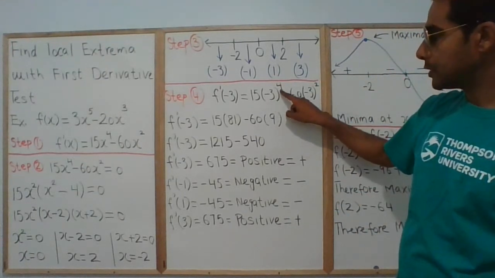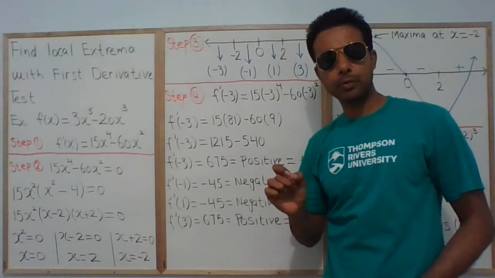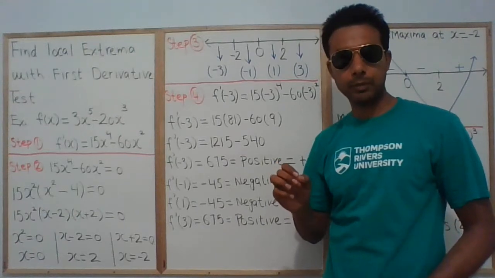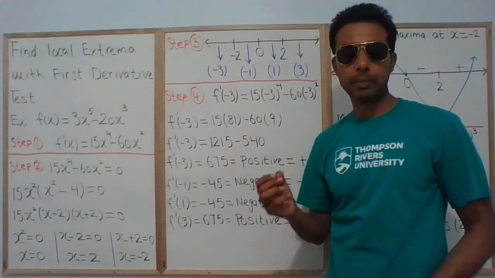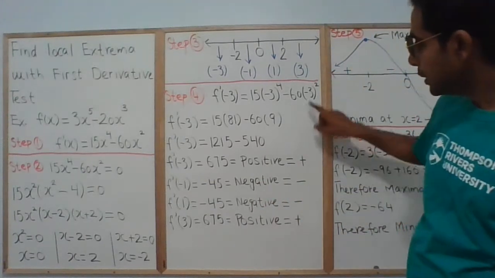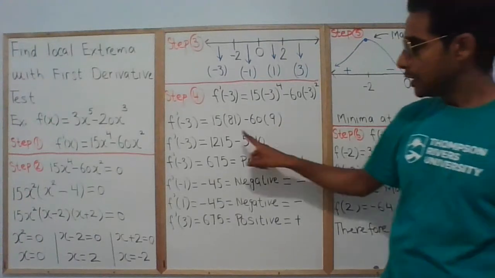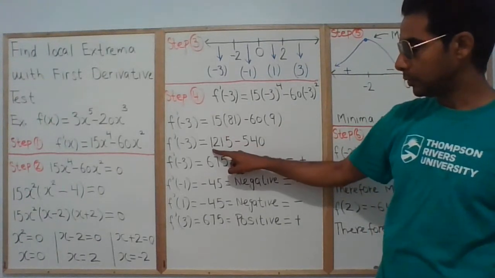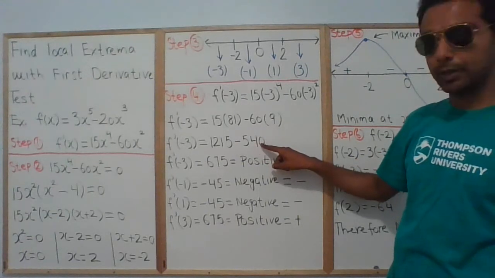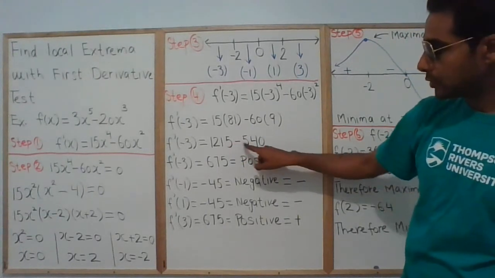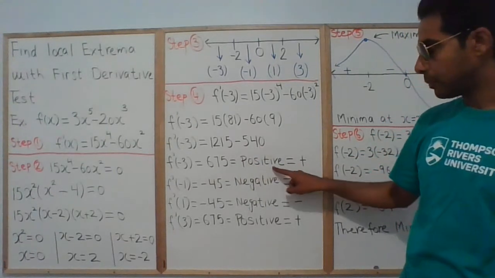Negative 3 in brackets exponent 4 is going to be positive 81, because it means negative 3 is multiplying itself 4 times. When you multiply a negative number 4 times, you're going to end up having a positive number. Similarly here, negative 3 squared is going to give you positive 9. Now multiply 15 by 81, you will get this number. Then multiply 60 by 9, you'll get 540. Now subtract those two, you will get 675, which is a positive number.